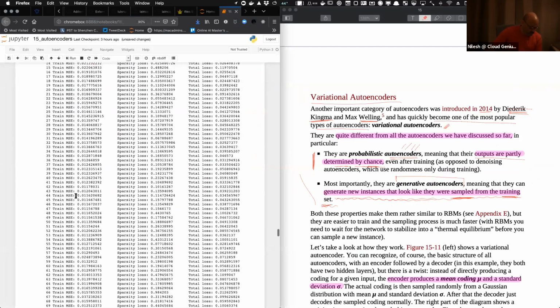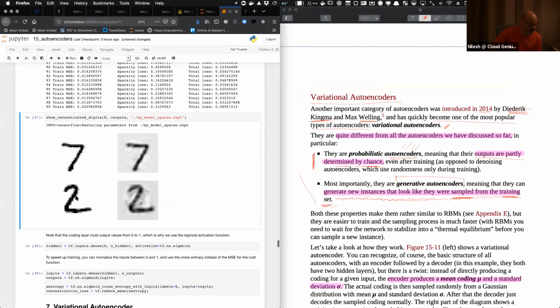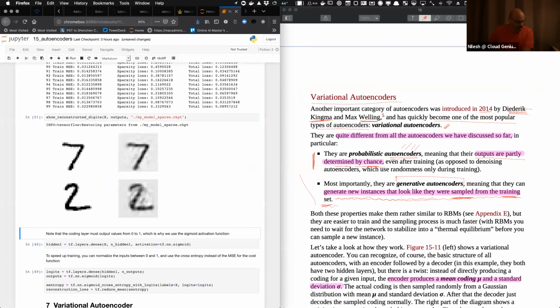The training seems to have finished, and we should be able to run this last step. So that should produce the output. 7 looks like 7 and 2 looks like 2. Yeah, here it also mentions the idea that I mentioned already, which is to use the sigmoid function. It must output 0 to 1, which is why we use the sigmoid activation function. Otherwise, we'll get a not a number error. 0 to 1.